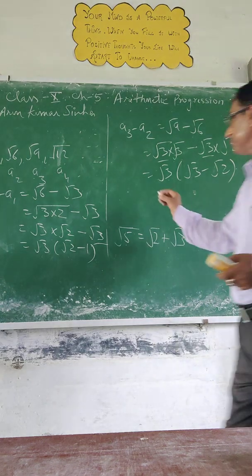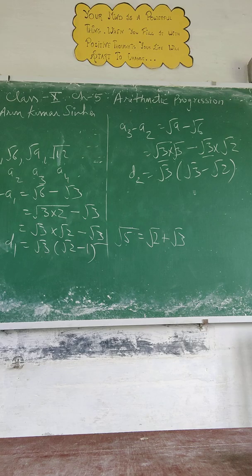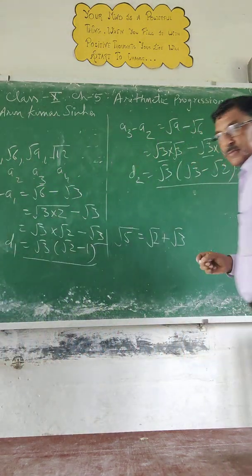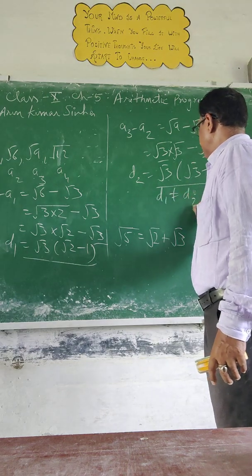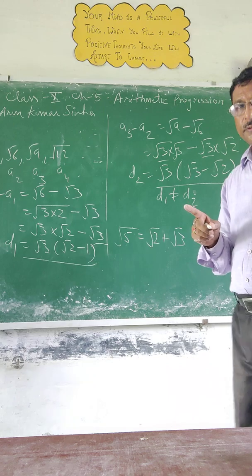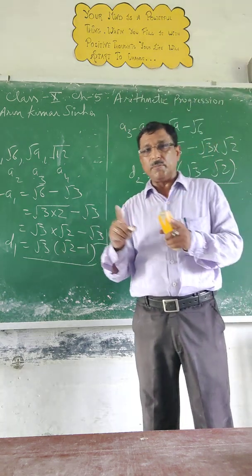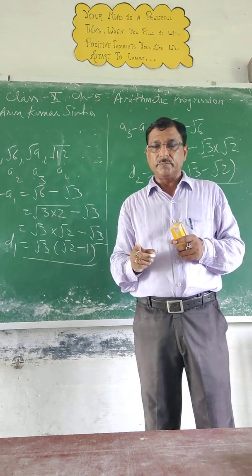This difference is D2, and this difference is D1. So can you see these two are same or not? Clearly you can see these two are not same. D1 is not equal to D2. That means these two are not forming an AP, and these terms do not belong to any particular AP.